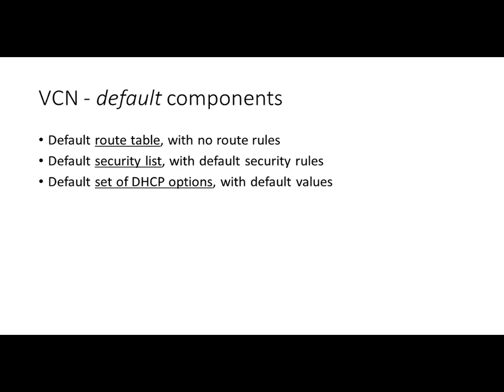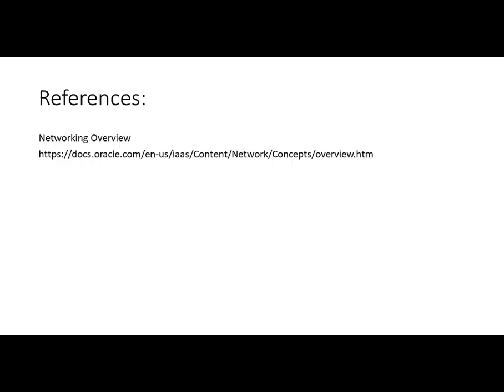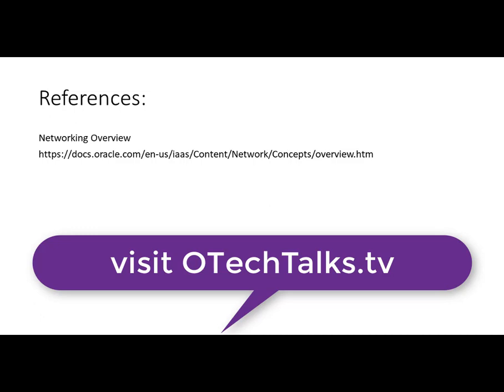And each subnet always has three components associated with it: one route table, one or more security lists, and one set of DHCP options. That's the short description of how to create your VCN, and then in the coming slides we will go into more detailed concepts of DHCP, VCN, security rules, and all that. Thank you.